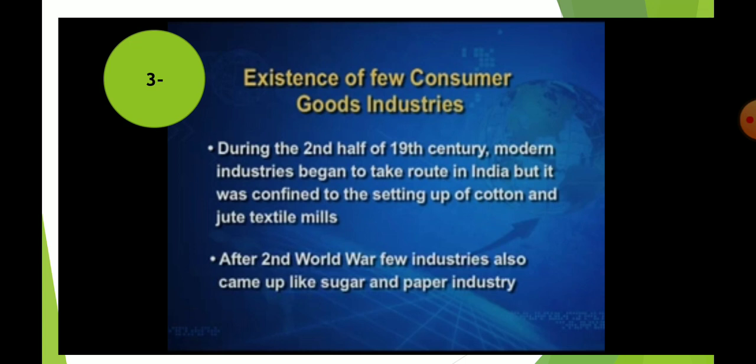During the second half of the 19th century, modern industry began to take root in India, but it was confined to the setting up of cotton and jute textile mills. After the Second World War, a few industries also came up, like sugar and paper. TISCO was established in 1907. There are a few cement, paper mill, jute and textile industries that produce consumer goods. But remember, there are hardly any capital goods industries.